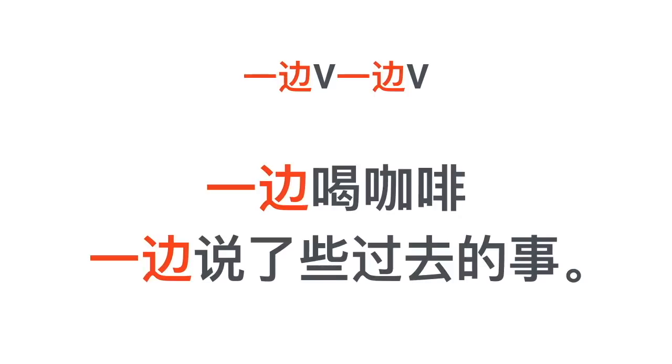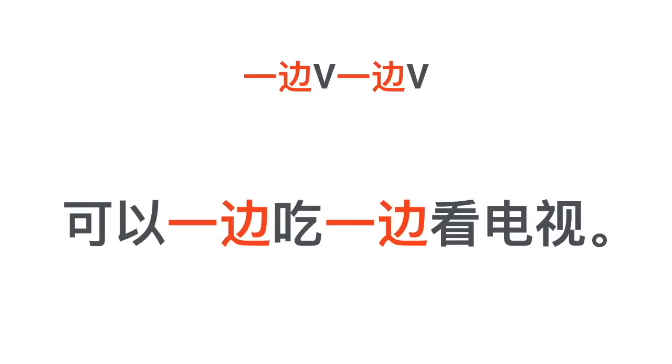喝咖啡 and 说什么？说了些过去的事。一边喝咖啡一边说了过去的事。一边 literally means one side. So on one side he's doing this and the other side he's doing that. 可以一边吃一边看电视。So he's eating on one side and watching TV on the other side. 一边吃一边看电视。Let's take a look at how this is done.